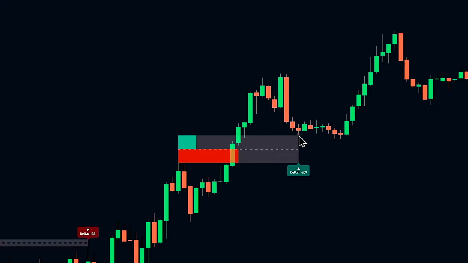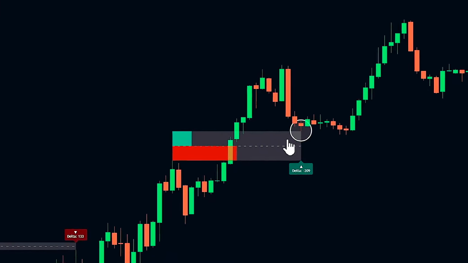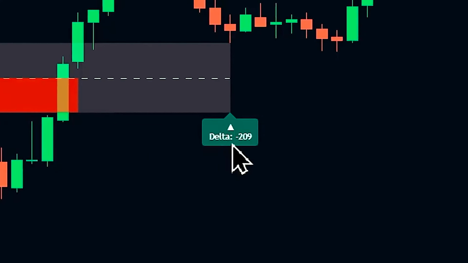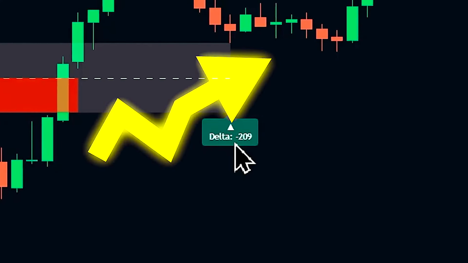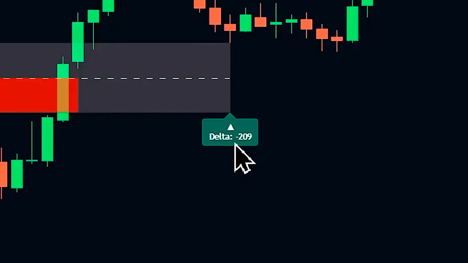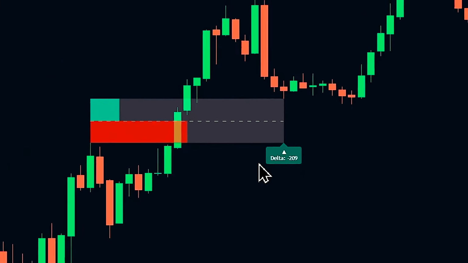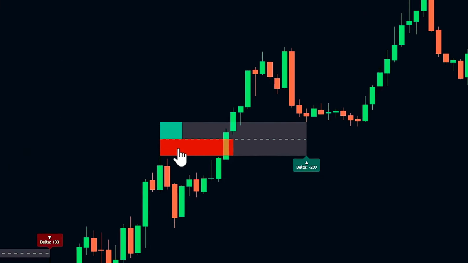So for this resistance zone, green signals buy volume, and red points to sell volume. Instead of actual numbers, the volume is shown visually as a ratio. The gap between buyers and sellers shows up as a delta value, which is this figure right here. When we're looking at bullish retests near resistance, this delta will show up in a green label like this one. As long as buy volume is higher than sell volume, the delta will be a positive number. But if sellers outnumber buyers, then you'll see a negative delta.